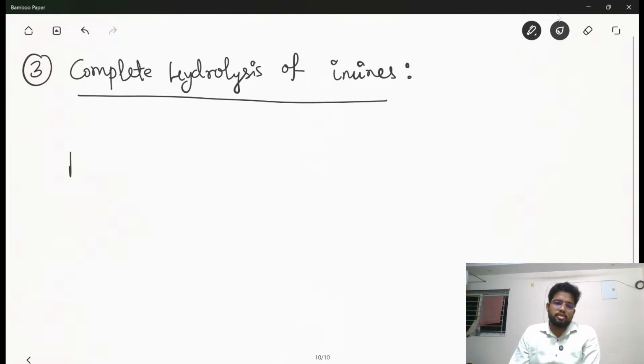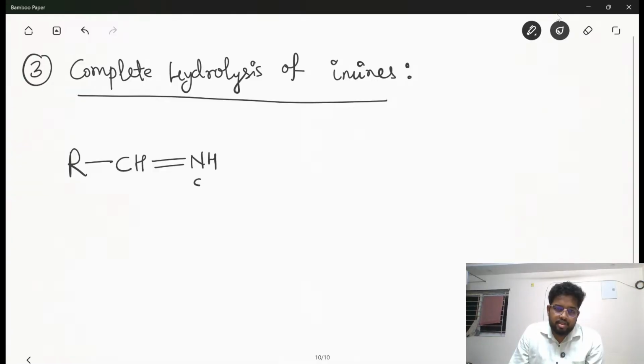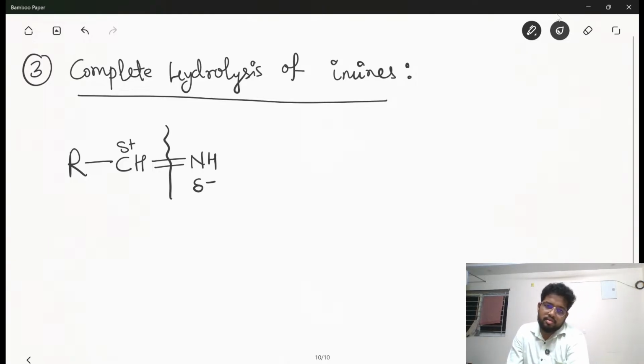Sir, let us draw the imine correctly. R CH double bond NH. This is delta negative, this is delta positive. Break the bond. You have OH minus on this side, OH minus on this side. So the negative part of the addendum goes to the carbon having delta positive.